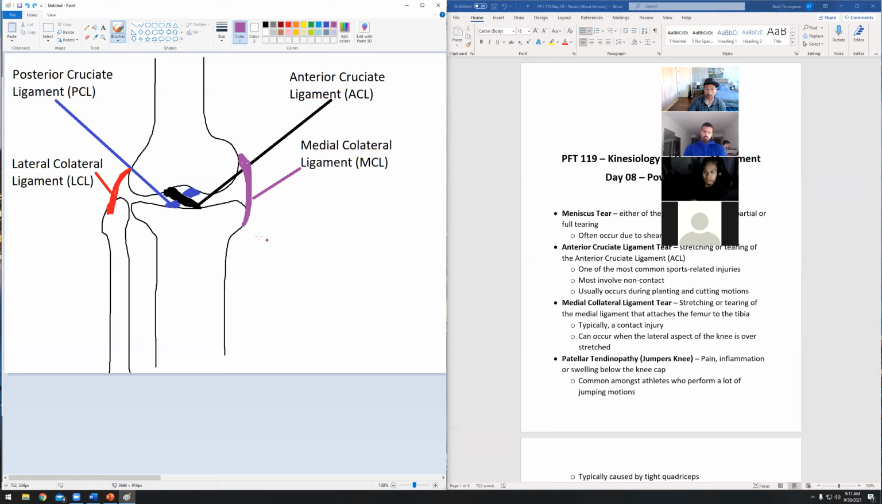MCL injuries happen in the exact opposite direction. If I were to pull this up this way, and pull this side over here down that way, that's going to overstretch the blue ligament. It doesn't happen as often. We don't see MCL injuries quite as commonly, just because people don't usually move that way. And the same thing is true for both the MCL and LCL ligaments as well. And then just because we've got some lovely artwork here, I'll put the meniscus in here as well.